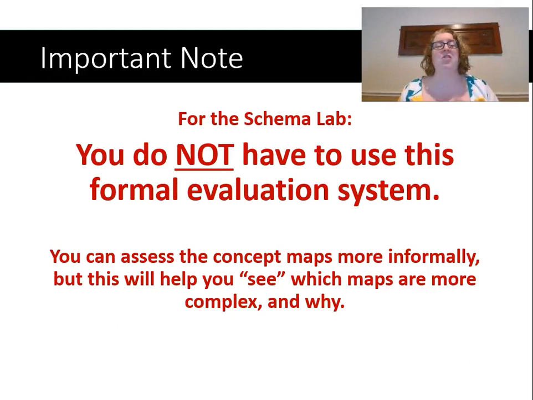And again, I just want to remind you that you don't have to use this formal rubric for your schema lab. You can describe the outcomes of your concept maps in more general terms, where you talk about the complexity in a more qualitative way rather than a quantitative way. I'm a quantitative researcher, so I like to attach numbers to everything. But if you want to just describe how the concept maps were in a thematic way or talk about the complexity, you might want to use the terms hierarchy and crosslinks and open and closed groupings, but you don't have to fill out this entire rubric and count everything if you don't want to. It's completely up to you.